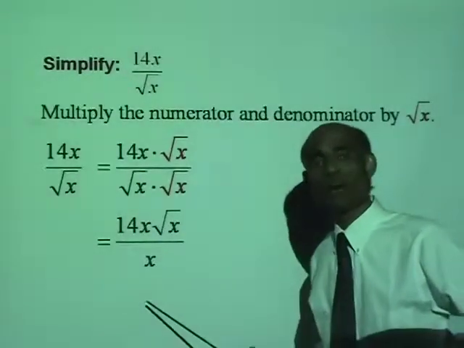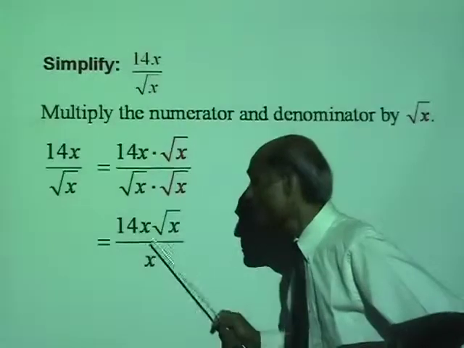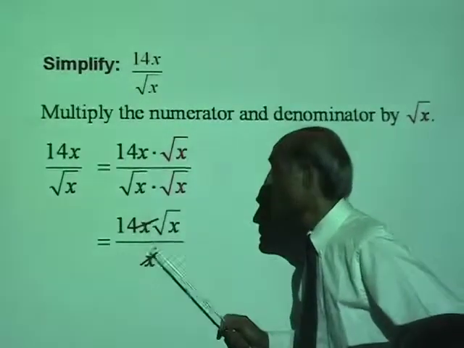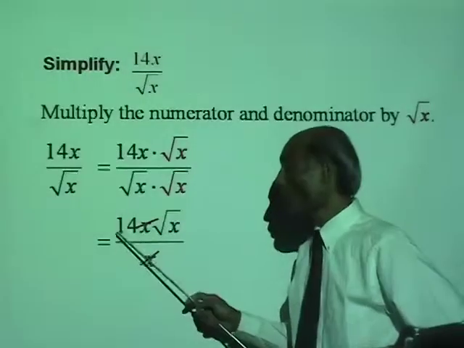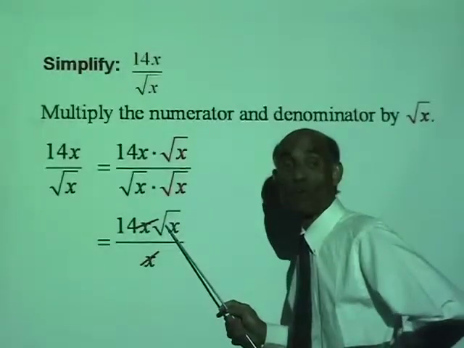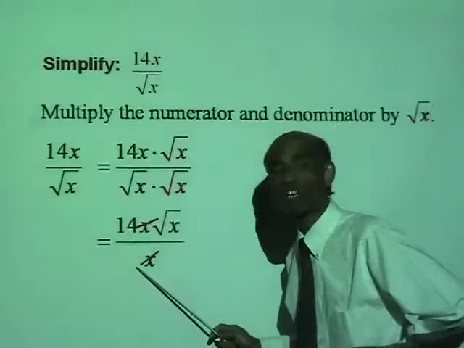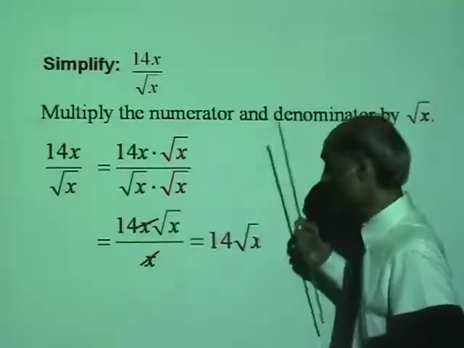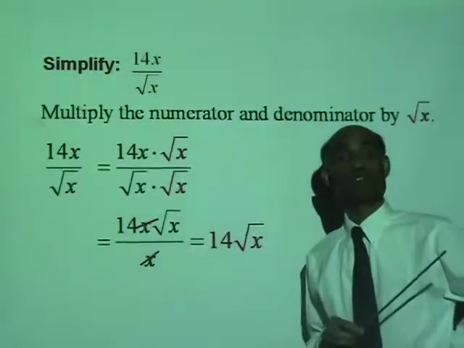What can you do here now? The x on the denominator will cancel with the x on the numerator, leaving us with the answer 14 square root of x on the numerator. And what is my denominator? It's a 1. So the answer is simply 14 square root x.